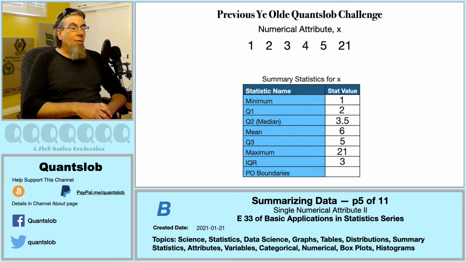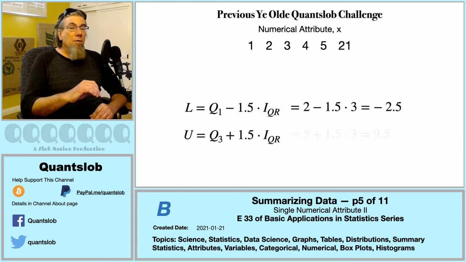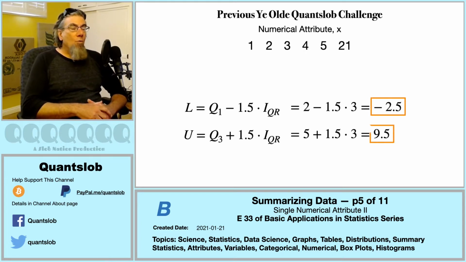Then we can calculate our potential outliers' lower and upper boundaries. We'll just hash through the math here. The lower boundary is Q1 minus 1.5 times our IQR. The upper boundary is Q3 plus 1.5 times our IQR. 1.5 times our IQR is 4.5. 2, our first quartile, minus 4.5 is negative 2.5. 5, our third quartile, plus 4.5 is 9.5.